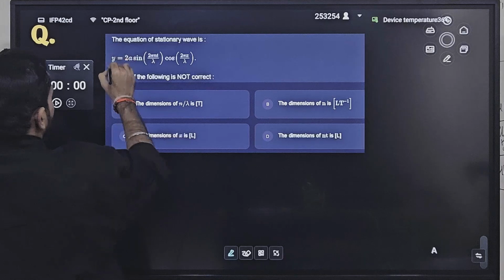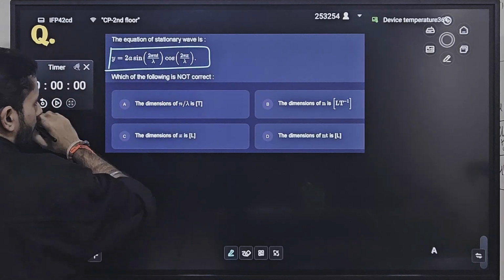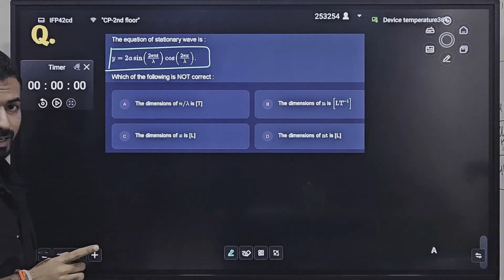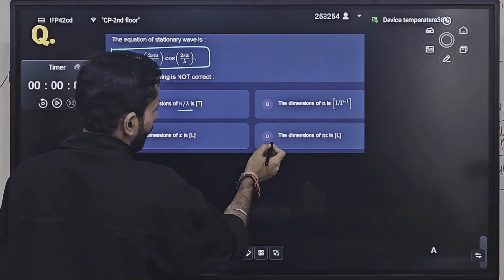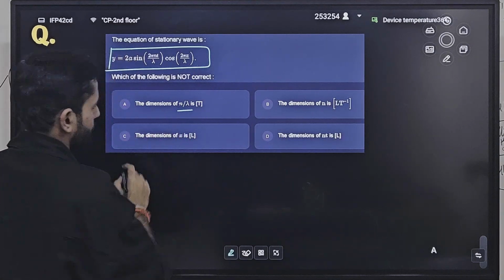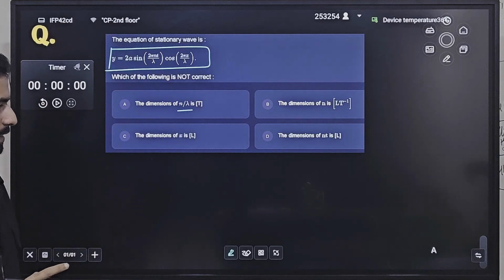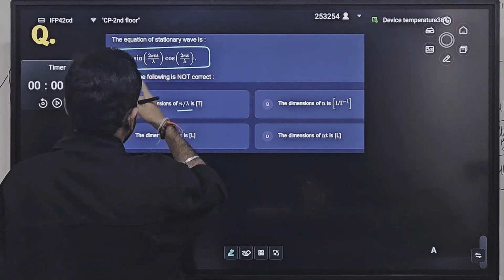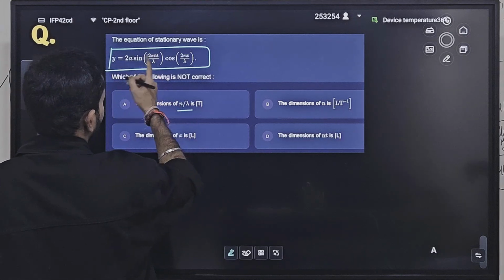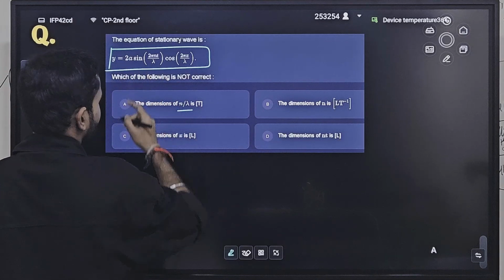See what the question is. An equation is given in terms of sine and cos. Which of the following options is not correct? The options are somewhat like n by lambda, n into t, x. T and x are clear. X is distance, t is time. But what is this n? Check here, it is 2 pi n into t divided by lambda. So what is the dimension for n?